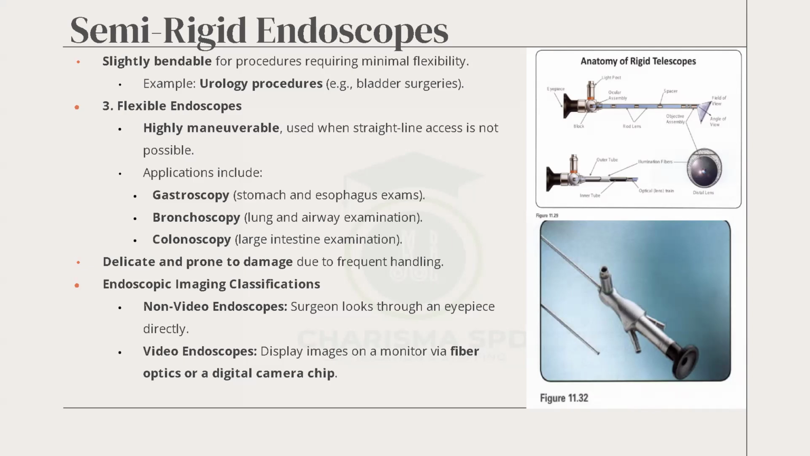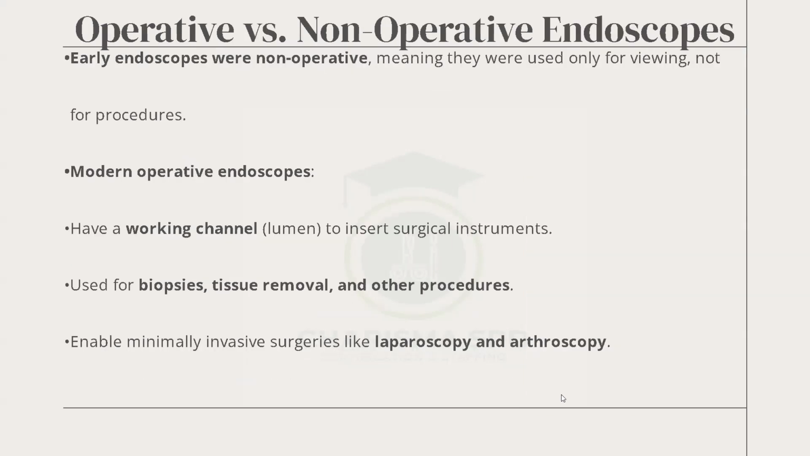All right. So we have the endoscopes: we have the flexible, we have the rigid, and we have the semi-rigid. So remember the endoscopes: rigid, semi-rigid, and flexible. Any questions so far before we go to the next slide? All right, great. Operative versus non-operative endoscopes.